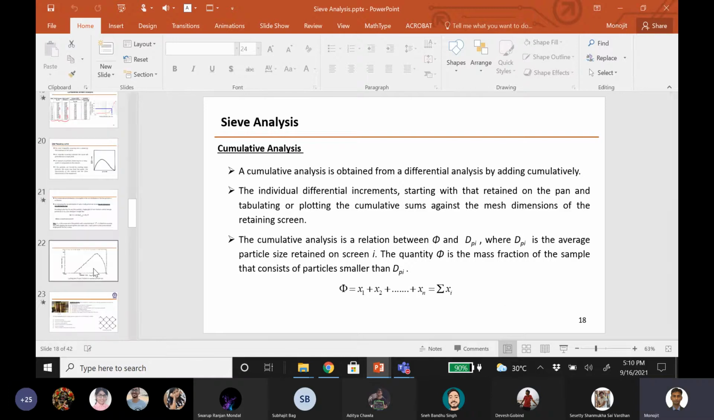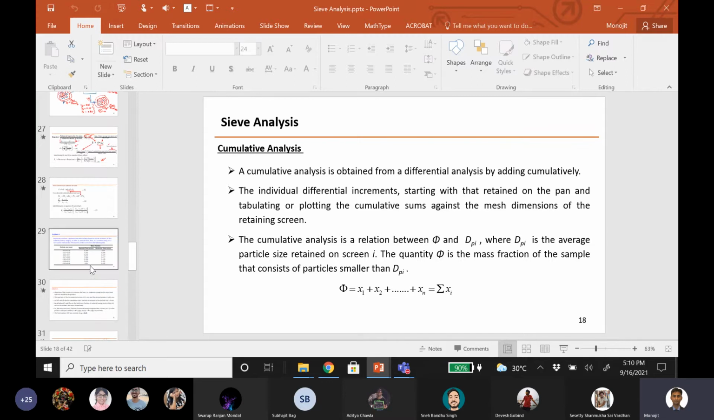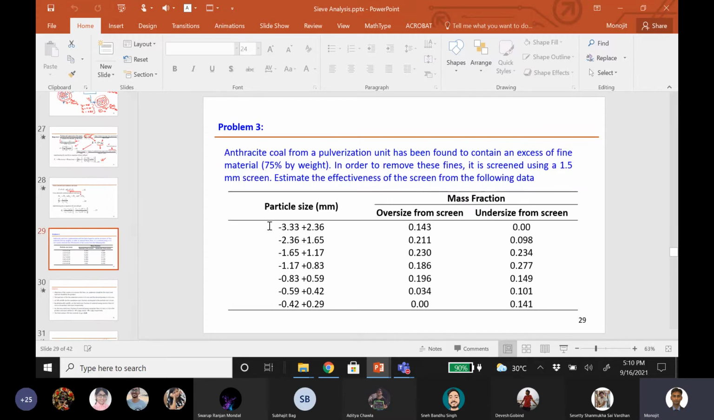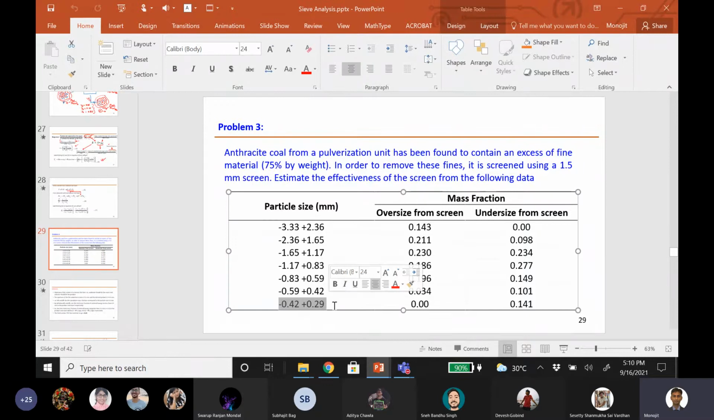And in this problem there was a mistake which I think I corrected. Initially the table was something different, and now I corrected this table. If you see that table, now it is corrected. Now if you see the last column, it is minus 0.42. That means all the particles which are smaller than 0.42, their mass fraction is this one for undersize.